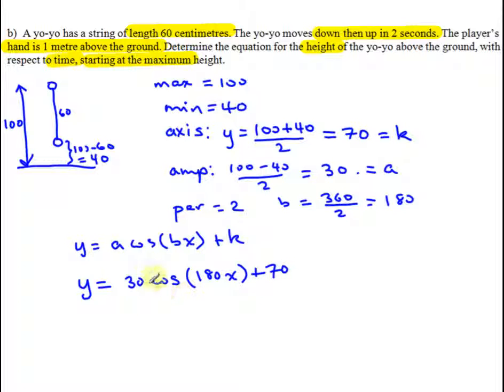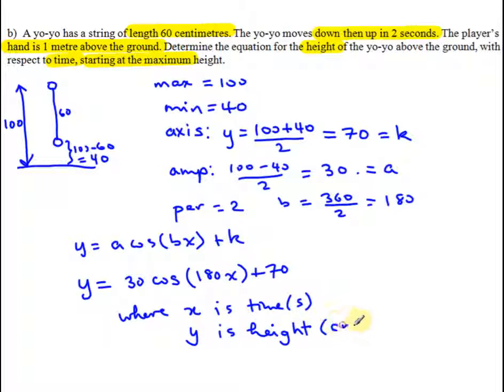Because there's a context to these variables, they actually represent something, we really need to say what they represent. So x is the time in seconds, and y is the height above the ground in centimeters. So that's the height in centimeters.